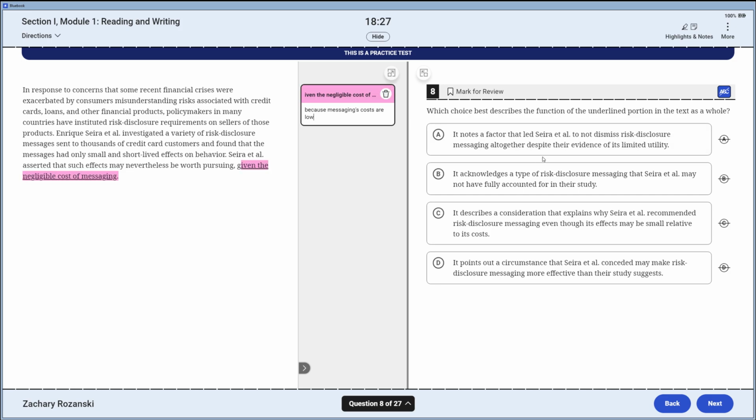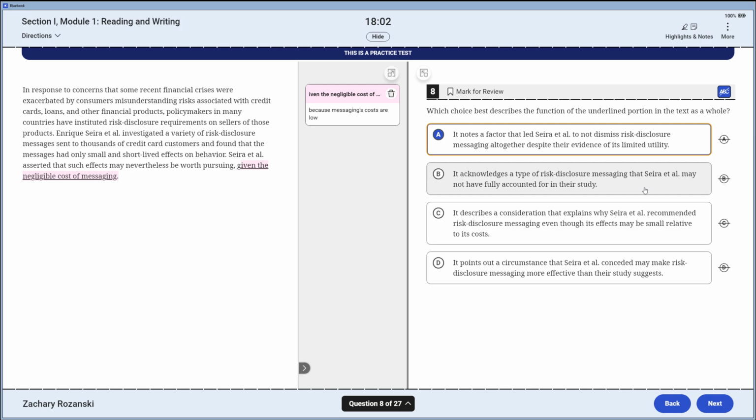Does it note a factor that led them to dismiss risk disclosure messaging altogether, despite their evidence? To not dismiss. Okay. Good thing I went back and read that. To note that it's out there, you shouldn't get rid of it. Why? Because, okay, I like that so far. I don't really understand what's going on though. Let's see B and then maybe go to the next.